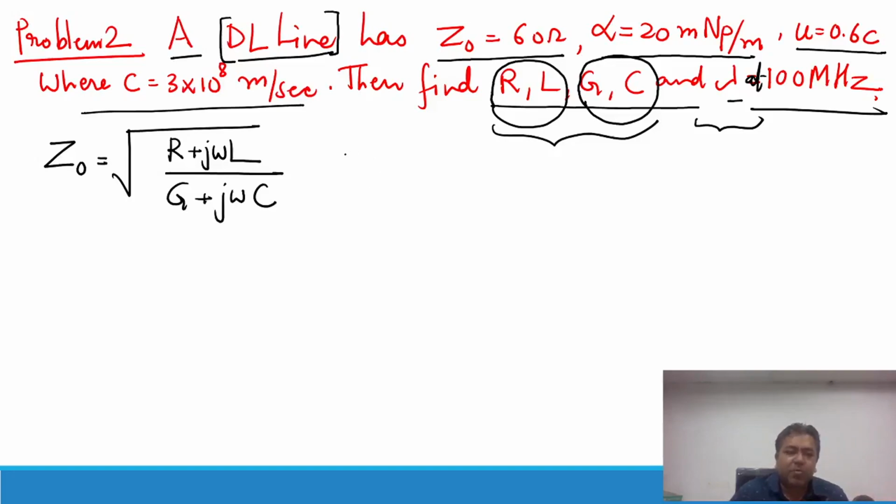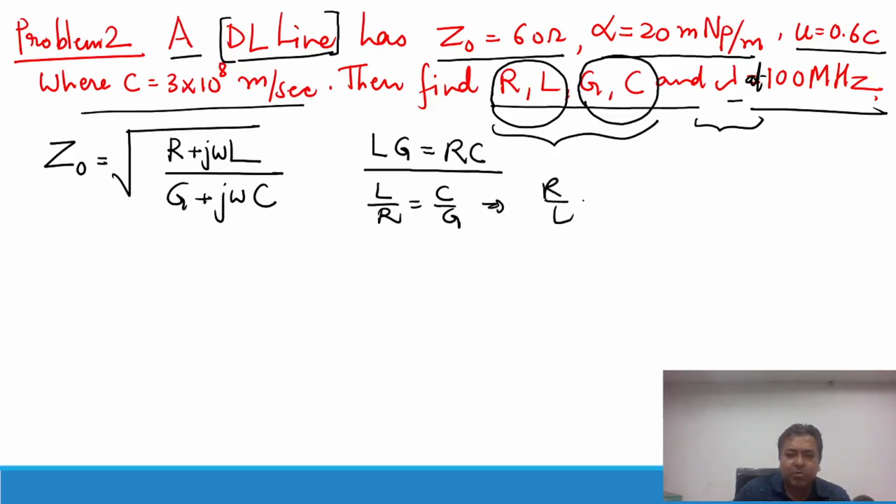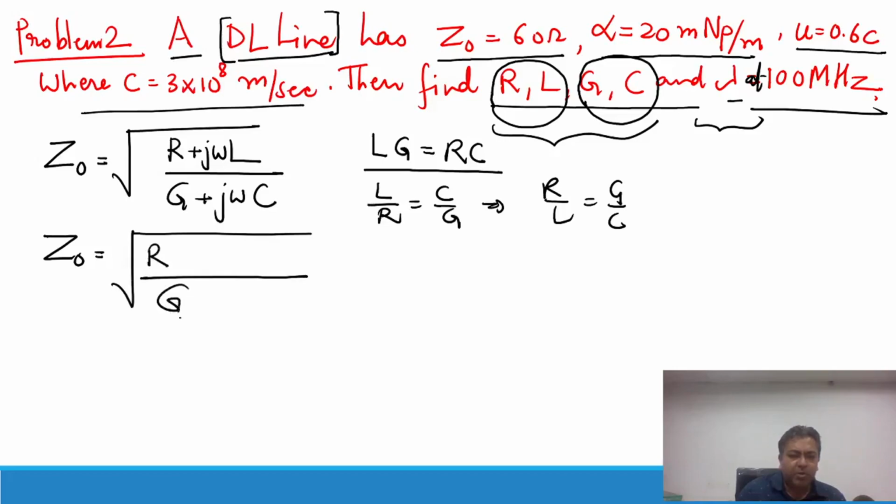But basically, when we say the line is distortion-less, which condition has to be satisfied? LG equal to RC. And as I told you, we can write this condition in several ways: L by R equal to C by G, or R by L equal to G by C, whichever is needed. When we write it like this, we saw that if R is taken common from the numerator and G from the denominator, what remains is 1 plus j omega L by R and 1 plus j omega C by G, and since L by R and C by G are equal, these two terms cancel out each other.